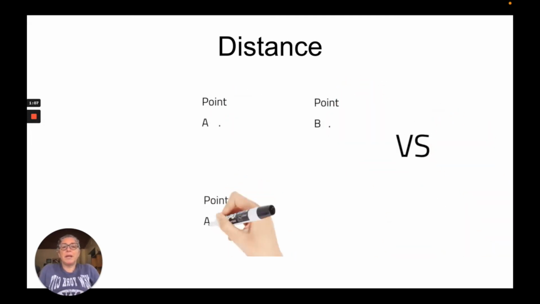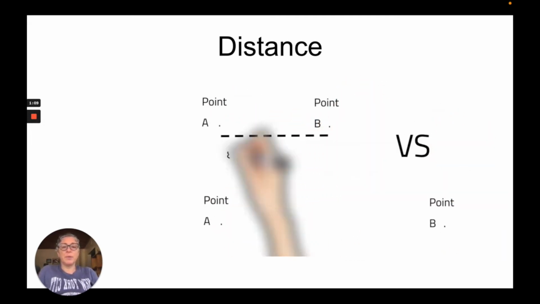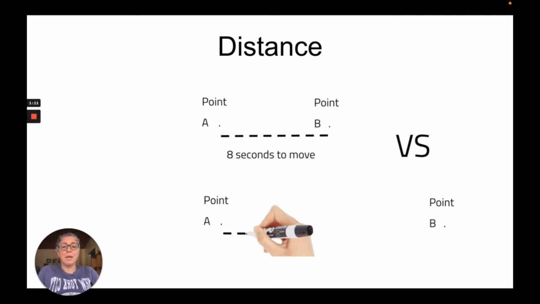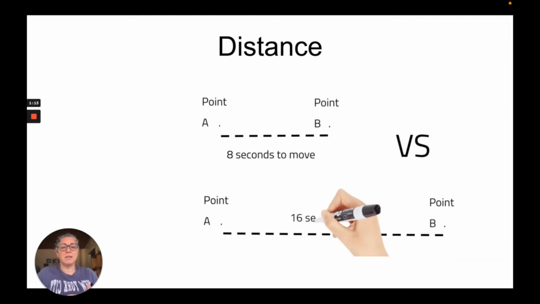So let's just talk about distance. Here we have point A to point B, just utilizing this little dash to represent time. If point A is closer to point B, it will only take 8 seconds to move, versus point A being further away from point B, which will take 16 seconds to move. I think that this one is pretty self-explanatory. We just know it takes longer to get to a place that's further away. So how does this play out biologically?